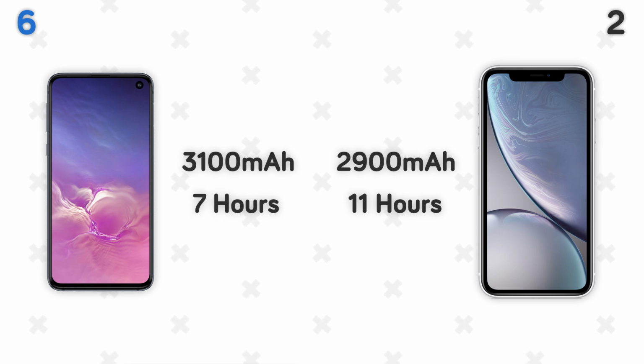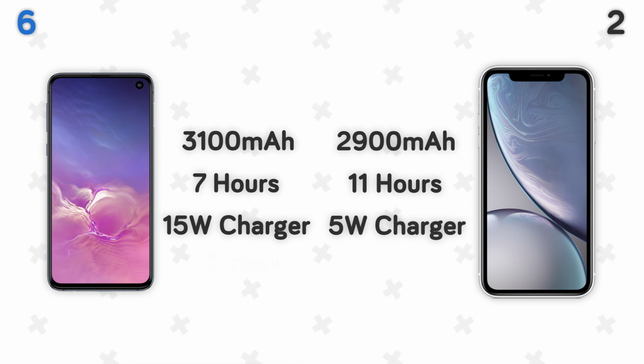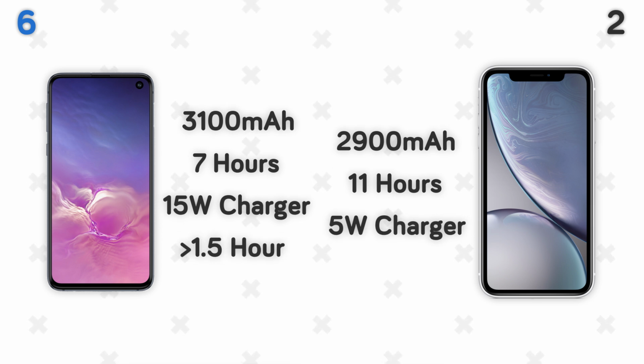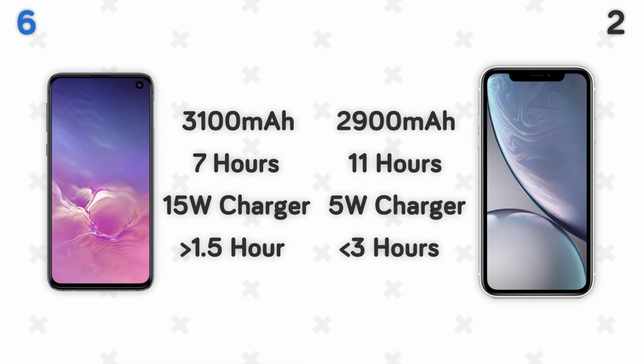just 7 hours. Talking about charging time, Samsung provides a 15-watt fast charger with the phone itself, while Apple provides a 5-watt charger. It takes about 1.5 hours or less for S10e to get completely charged, while it takes about 3 hours or more for XR to get completely charged. Although you can charge XR faster, you will need to buy a fast charger separately.